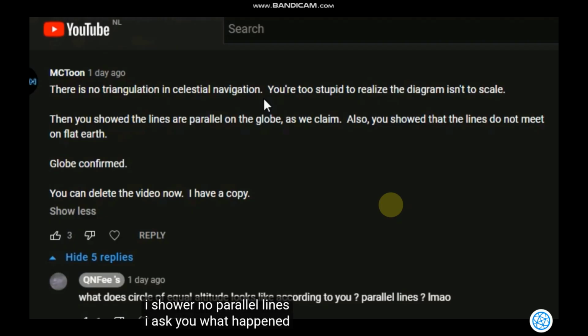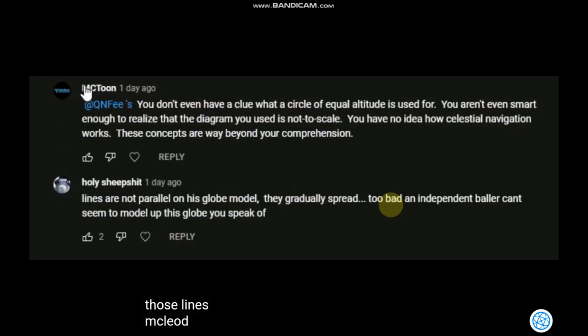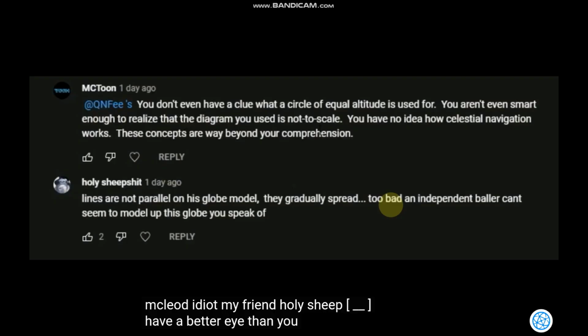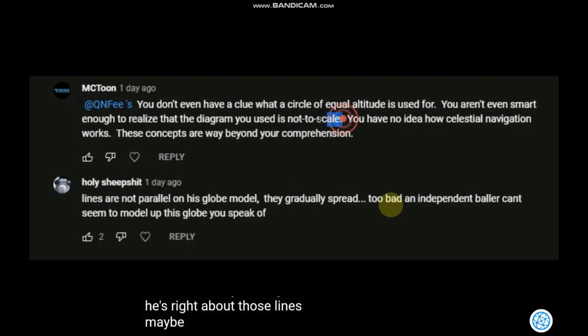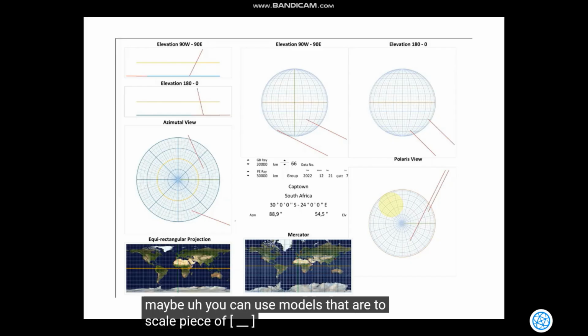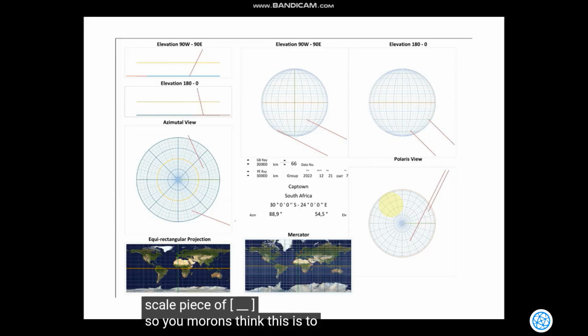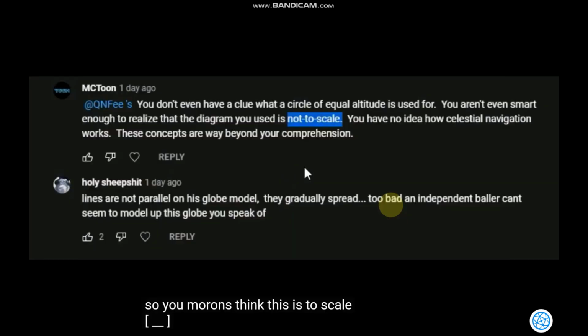I ask you what happened if I extend those lines. McCloud, idiot, my friend, holy sheep shit, have a better eye than you. He's right about those lines. Maybe you can use models that are to scale. Piece of shit. So you morons think this is to scale. Retard.